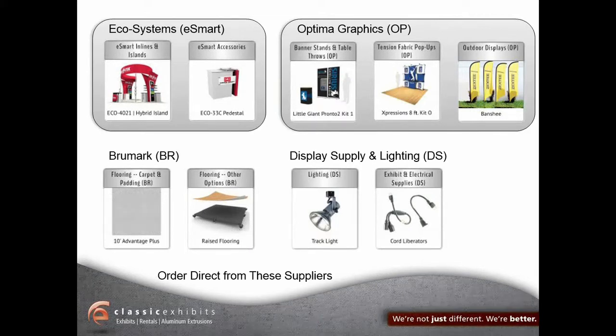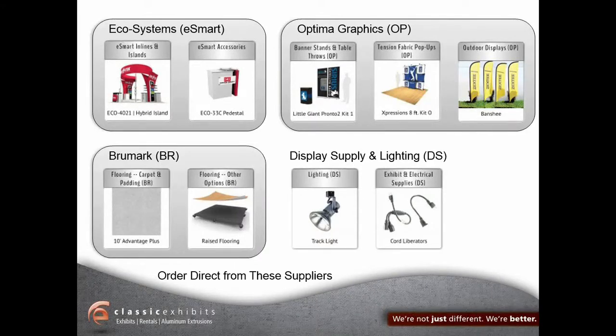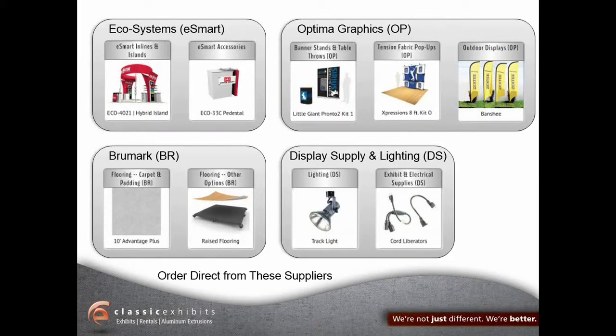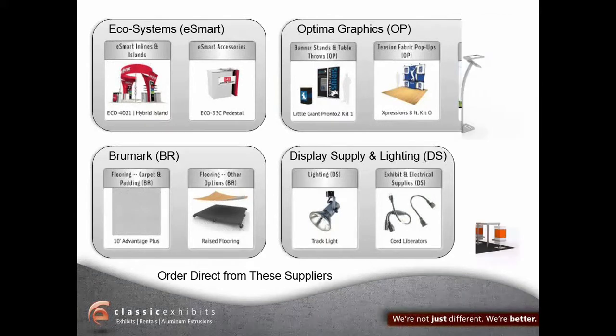And one of the ways we try to make it easy for you, if you'll notice within those galleries, those thumbnails, and when we get to the main page, it'll make sense, we put a little code behind each of the galleries. So for Optima, it's OP. So if you're in there, you'll see OP. For Brewmark, for flooring, it's BR, and they have 2 galleries, and Display Supply and Lighting, and their code is DS. Again, for those 4 companies, Ecosystems, Optima, Brewmark, and Display Supply and Lighting, you're going to contact them directly on any of the products that are within their galleries.